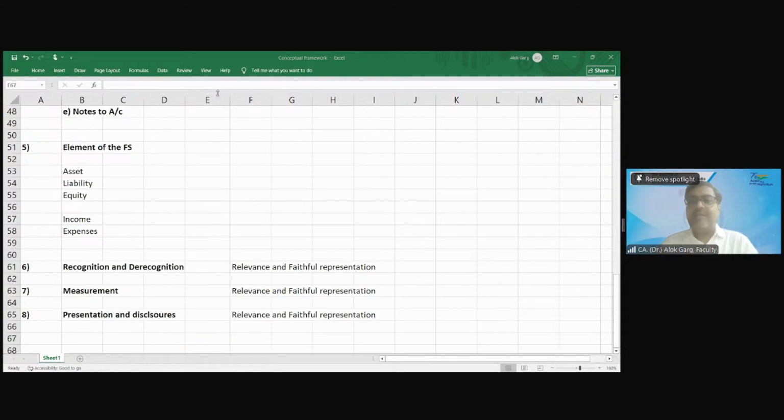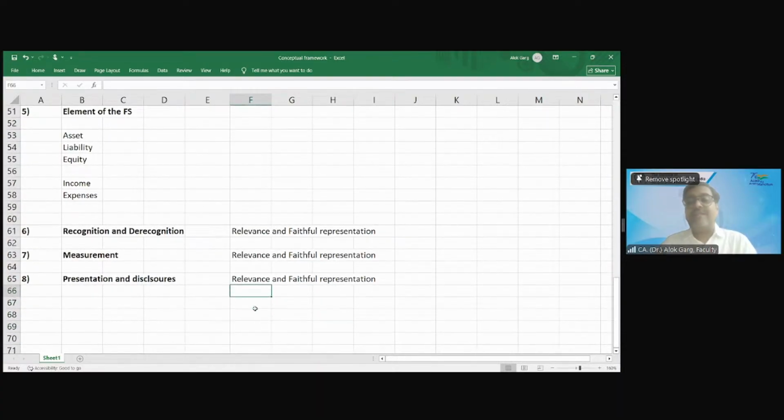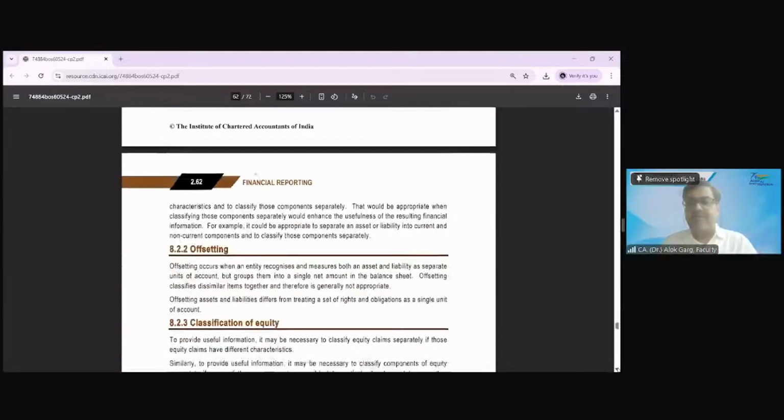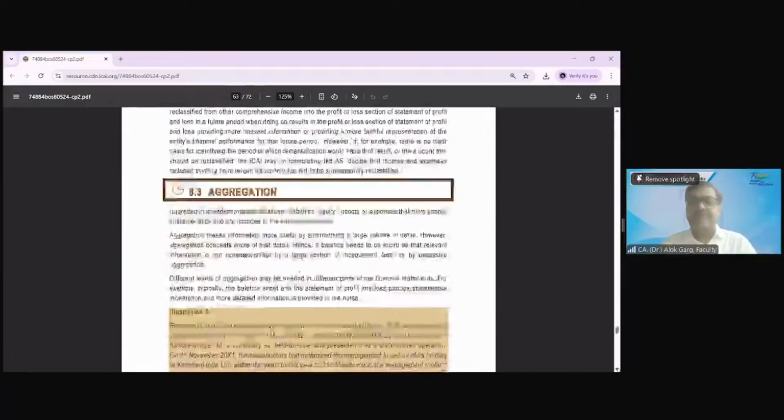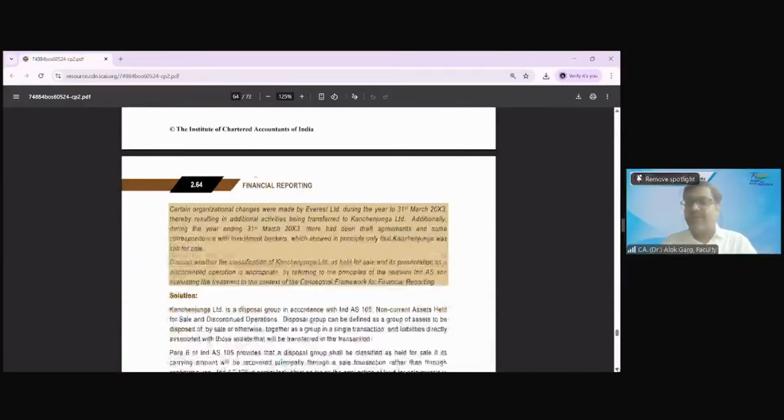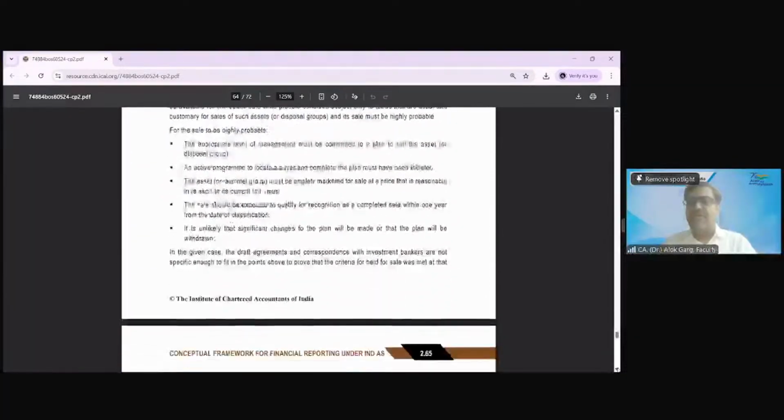So without those kind of information, the information has not become relevant information. Okay. So again, it says that you have to give an adequate disclosure so that your information will become relevant and faithful. It represents faithful representation. Okay. So these are the guiding principles for presentation and disclosures. Then friends, it talks about your classification, offsetting, etc., which we have read in Ind AS 1. Aggregation. You remember we have read all these aspects?